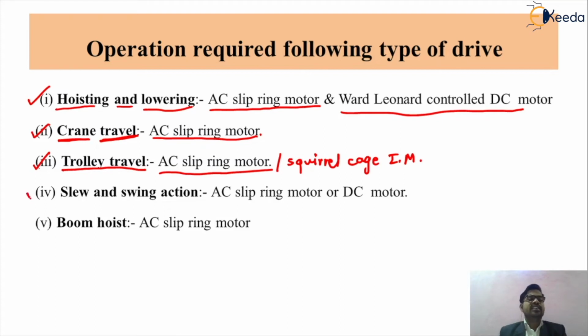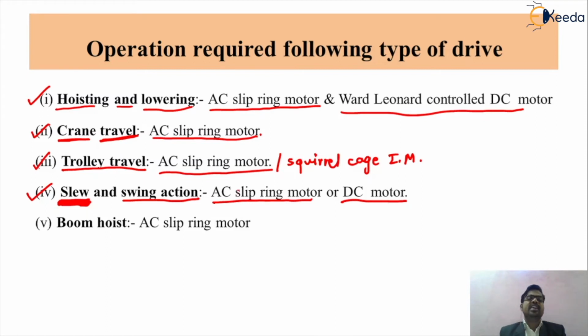Then the next type of operation is called slew and swing action. We will require slew and swing action in some industries, like the oil industry or the chemical industry, and for that particular action again we prefer an AC slip ring induction motor or a DC motor.